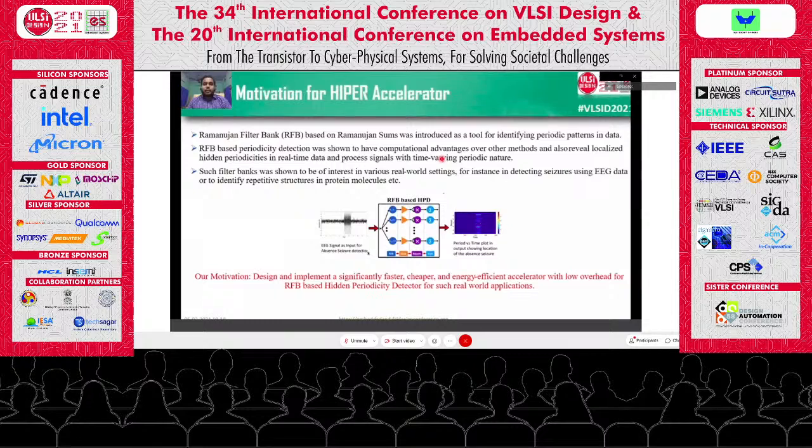The Ramanujan filter bank (RFB), based on Ramanujan sums, was introduced as a tool for identifying periodic patterns in data. RFB-based periodicity detection was shown to have computational advantages over other methods and also to reveal localized hidden periodicities in real-time data and process signals with time-varying periodic nature. It was also shown to be of interest in real-world applications like detecting seizures using EEG data or identifying repetitive structures in protein molecules. Our motivation was to design and implement a fast, cheap, and energy-efficient hardware accelerator for hidden periodicity detection based on RFB.